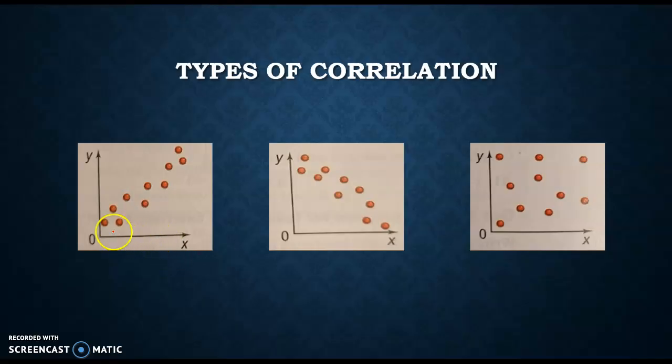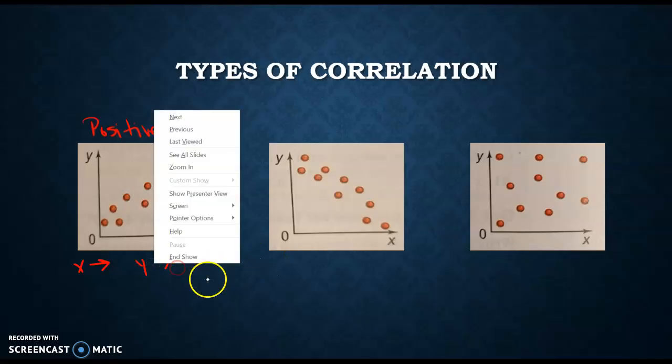So there are three types of correlation. Correlation being basically, if I were to draw a line, what direction would it be going? So in this first one, as X increases, our Y is increasing. And so that's a positive correlation. Again, as X increased, Y increased.